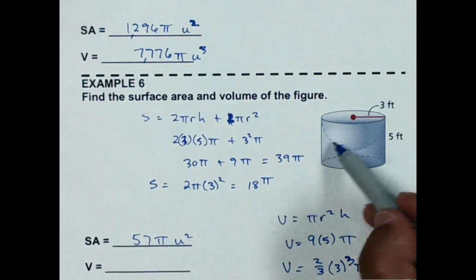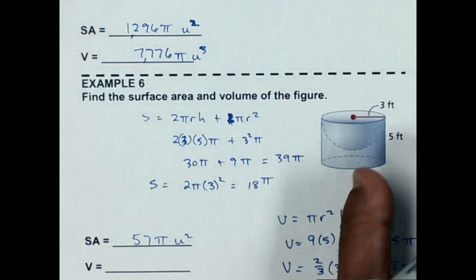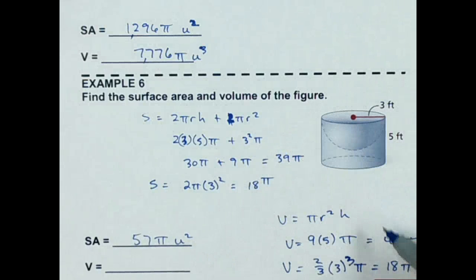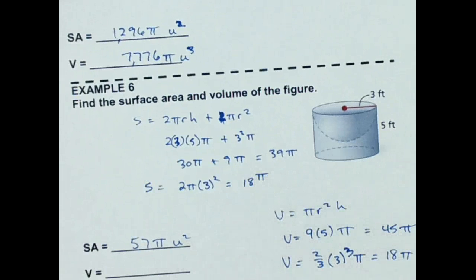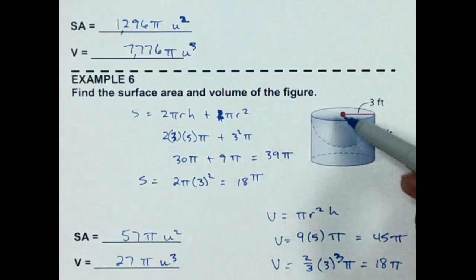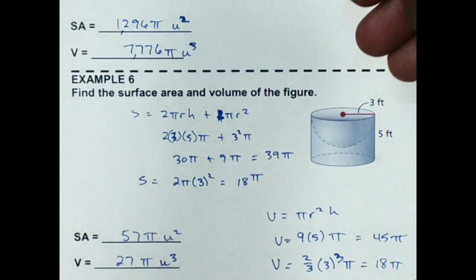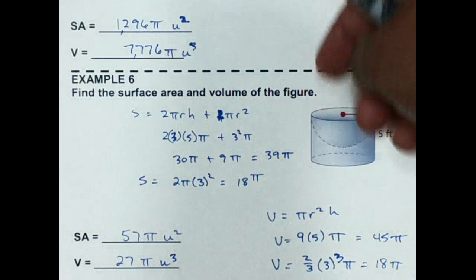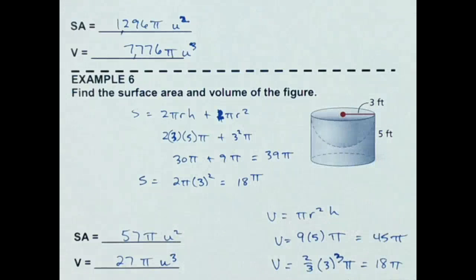Now, since the hemisphere is sitting inside the cylinder, I'm going to need to actually subtract these two. So 45 minus 18 ends up giving me 27 pi units cubed. Right? Because this hemisphere would kind of push out whatever volume is inside the cylinder.